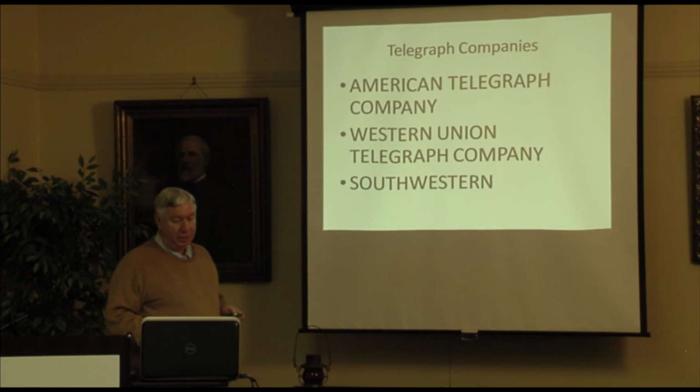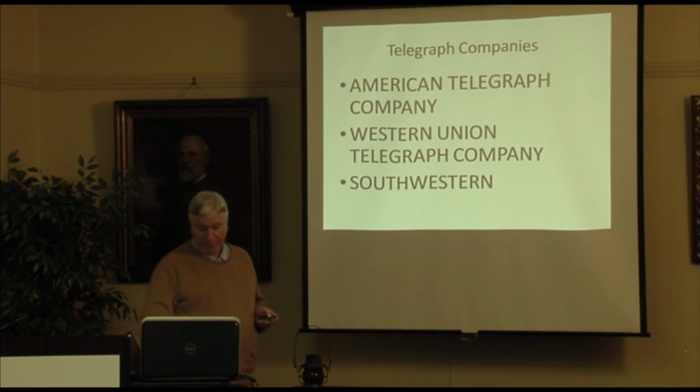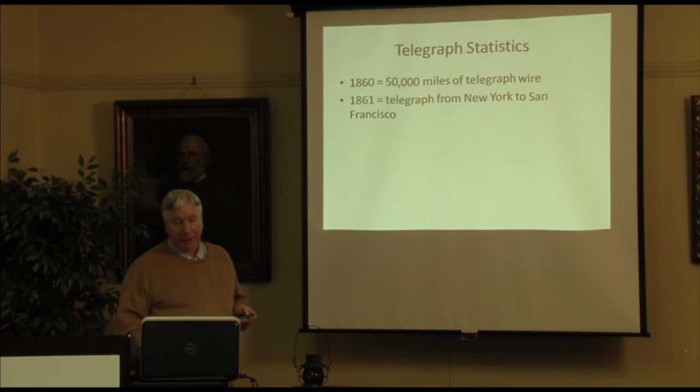This is going to be a pretty big business now. There are about 50, 60 companies nationwide doing telegraph work. These are three of the biggest ones: American Telegraph Company, Western Union, which still exists, and Southwestern. By 1860, there are about 50,000 miles of telegraph wire in the continental United States. And by 1861, they have a telegraph running from New York to San Francisco.